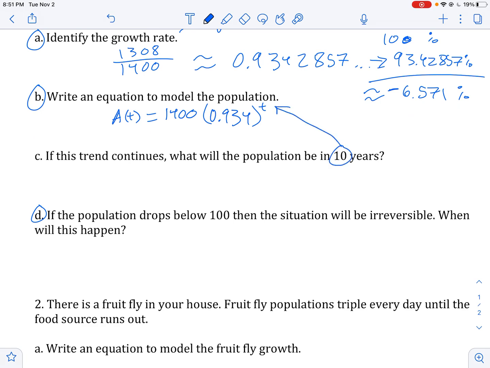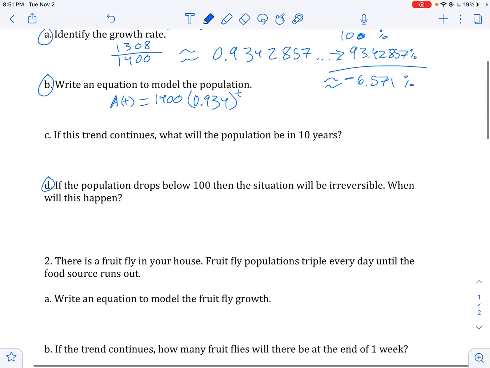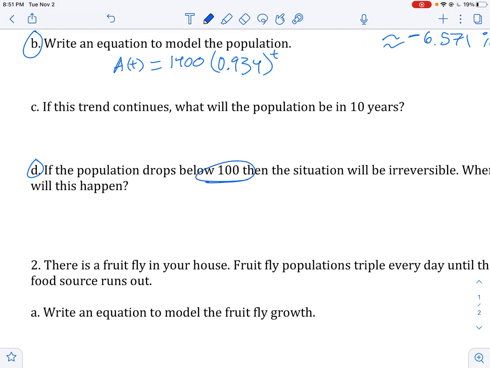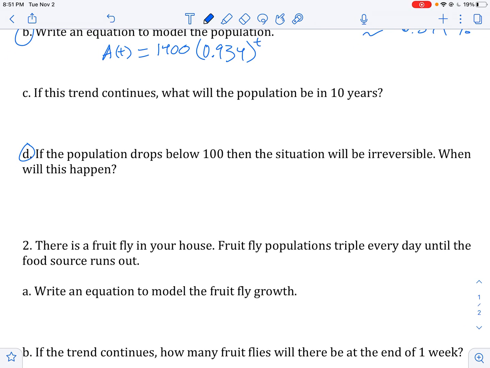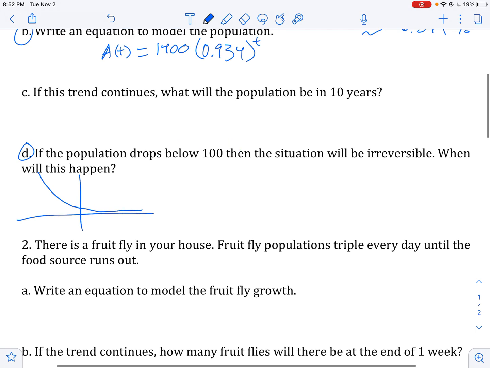I'm confident in your ability to take 10 and plug it in and get a value out of it. But let's do another graphing one. So if the population drops below 100, then it will be irreversible and they'll never come back, which will be a shame because having a variety of birds is nice. And it's asking, when will this happen? Well, we're just going to take our equation and plug it in, and we're going to graph it. And this one's going to come down because it's decreasing the value. And then, again, to figure out when it's going to be 100, you just graph another line. And this line, let's do y equals 100. And we can find out the intersection. And that'll be when it will be 100.